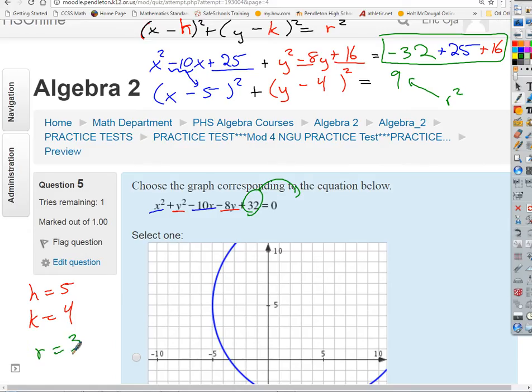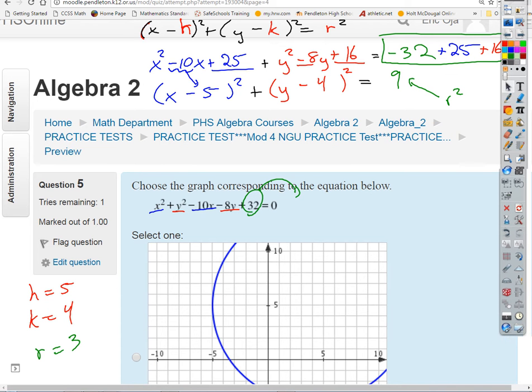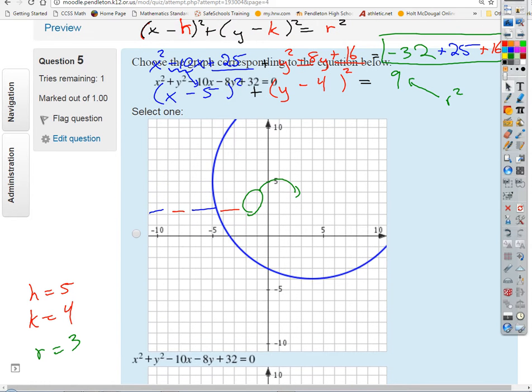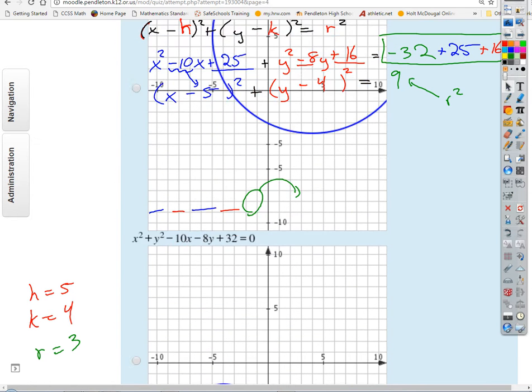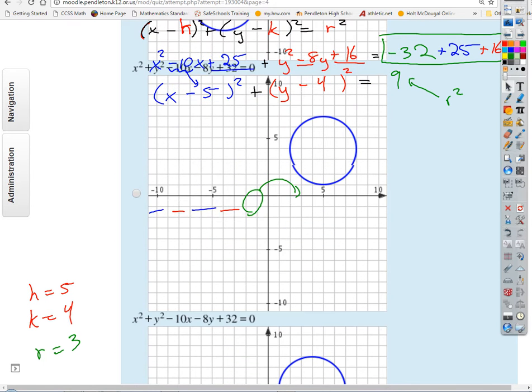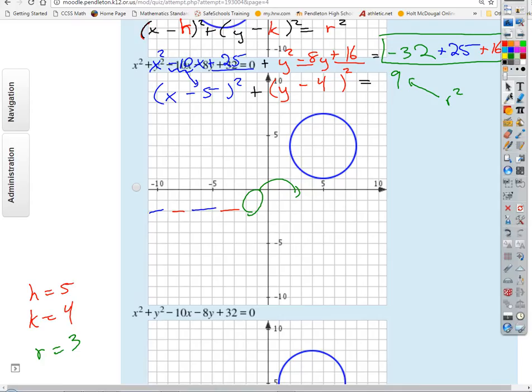So I've just got to find the circle that fits that information. We want a center at (5, 4), it's the third one, with a radius of 3. Right there, that looks pretty good, doesn't it? If we go over 5 and up 4, there's the center, and sure enough, the radius is 3. So that's it. Everybody see it? Okay.